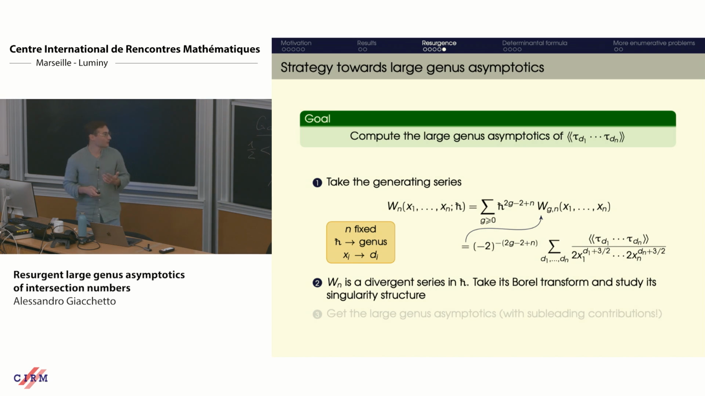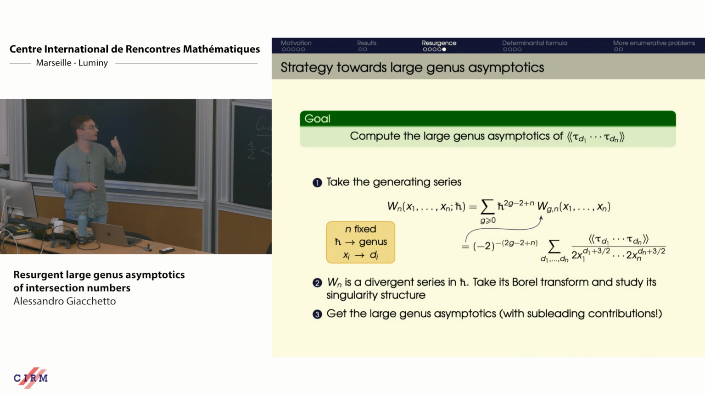And if we can do this, then we can apply the machinery that I just explained to get the large genus asymptotics of the intersection numbers with the subleading corrections, because this strategy also gives you the subleading corrections. So this is the main strategy, but the problem is, how do I achieve this point 2? How do I compute the location of the singularities, the Stokes constants, and the minors? This is the main problem, and this is where this determinantal formula comes to the rescue.